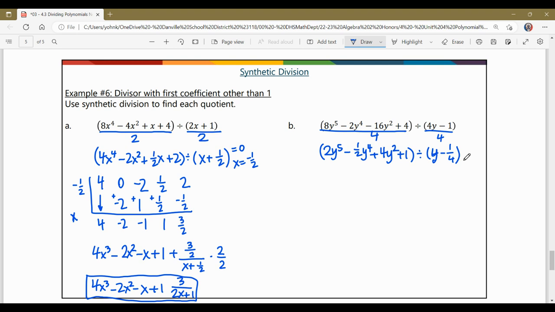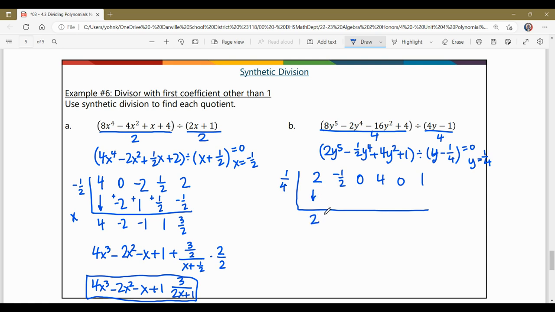Now it looks like I'm missing y cubed and y to the first. So we need to be careful when we're doing our synthetic division. So I got a 2, a negative 1/2, a 0, a 4, a 0, and a 1. And when I do my synthetic division, if I set this equal to 0, I'm using 1/4 as my number on the outside.